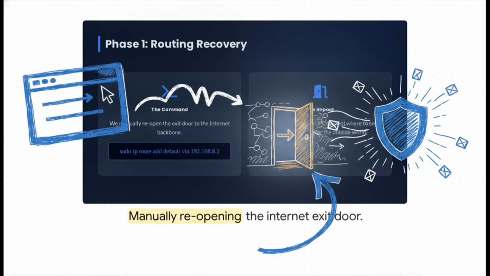Picture the terminal cursor blinking as we type the exact kinetic command to fix this. sudo ip route add default via 192.168.8.1. We are invoking superuser privileges, calling the ip tool, targeting the routing table, and injecting a brand new default exit path pointing straight to our router's IP address. Hitting enter on this command forces that exit door to the internet backbone wide open. The packets finally know exactly where to go.